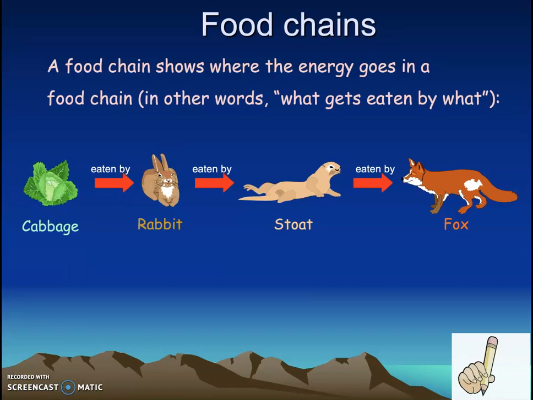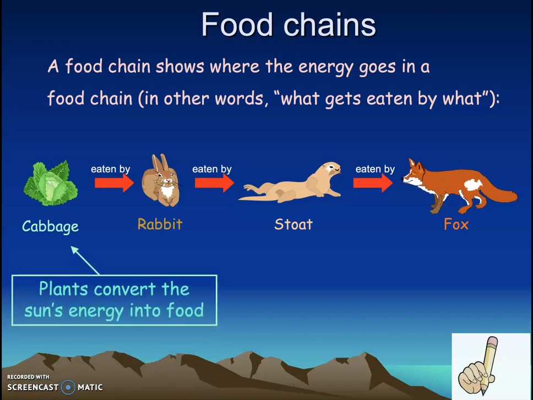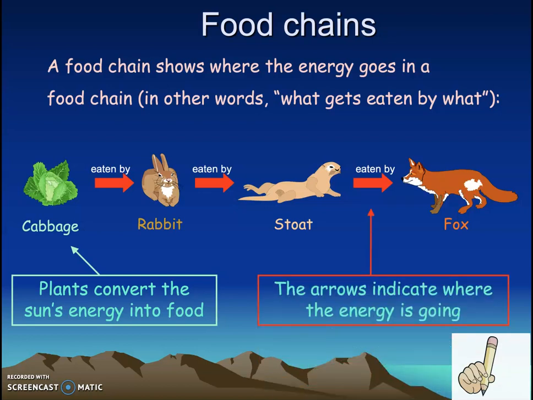So what exactly does this food chain show? Well, it shows us several things. Firstly, it shows us that plants convert the sun's energy into food. That energy is then obviously eaten by the rabbit. And this is what the arrows indicate. This indicates where the energy is going.